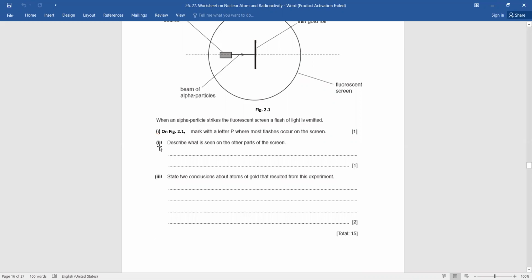Then part 2. Describe what is seen on the other part of the screen. So you are seeing most splashes here, right? Yes, sir. So what will we see in other parts? You have part of the screen here, and the upper side also has part of the screen. So what will happen there?